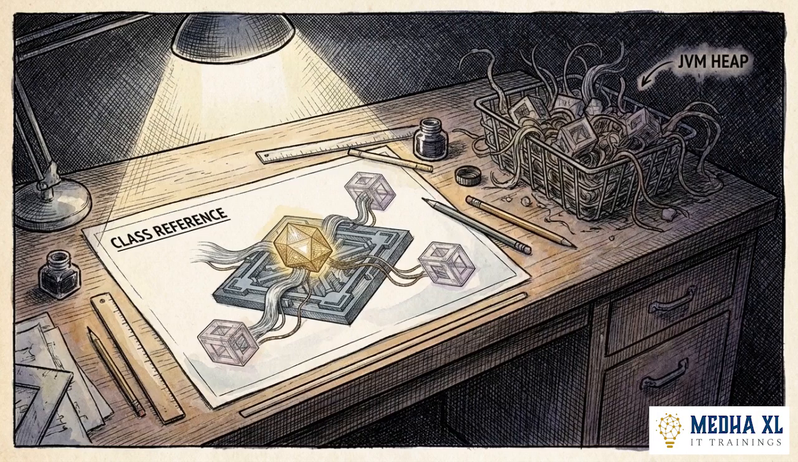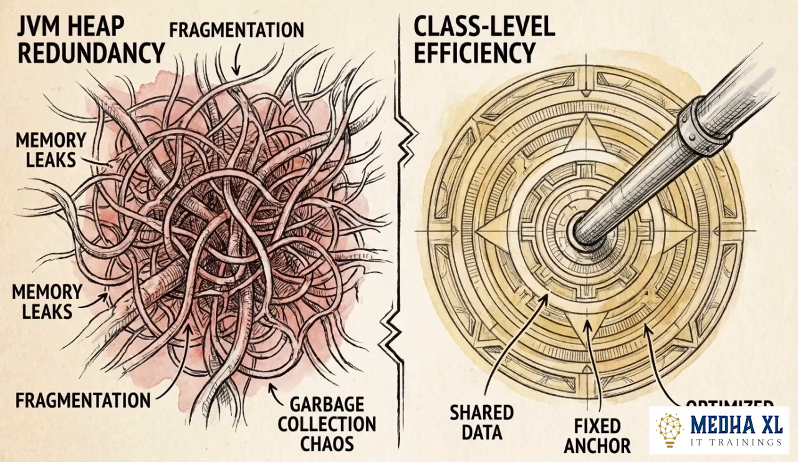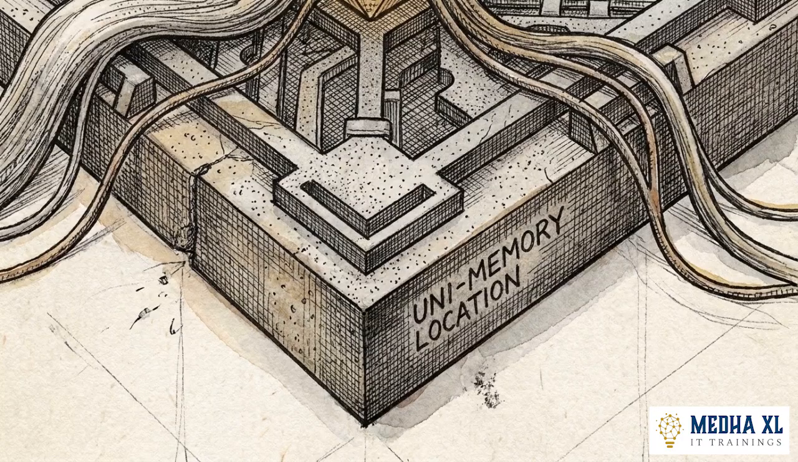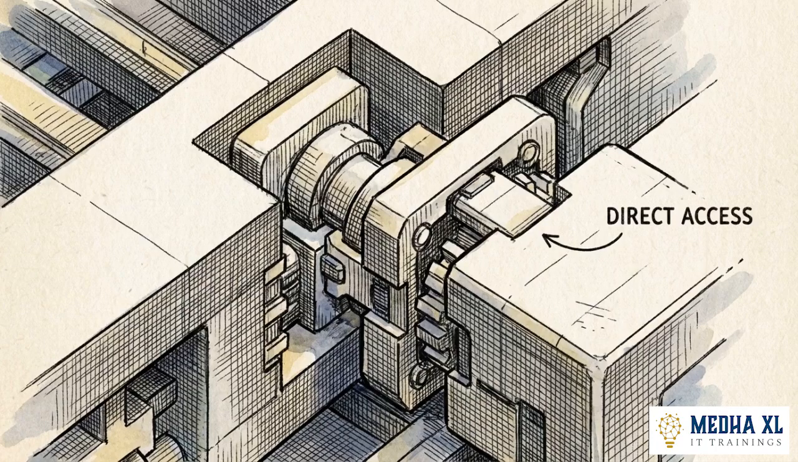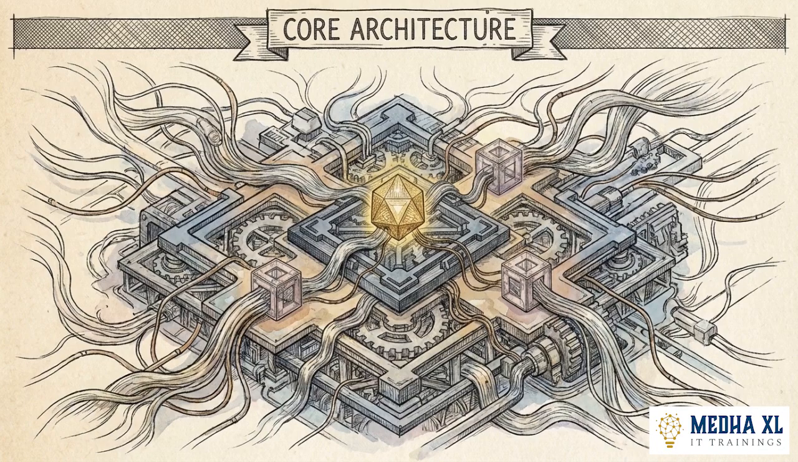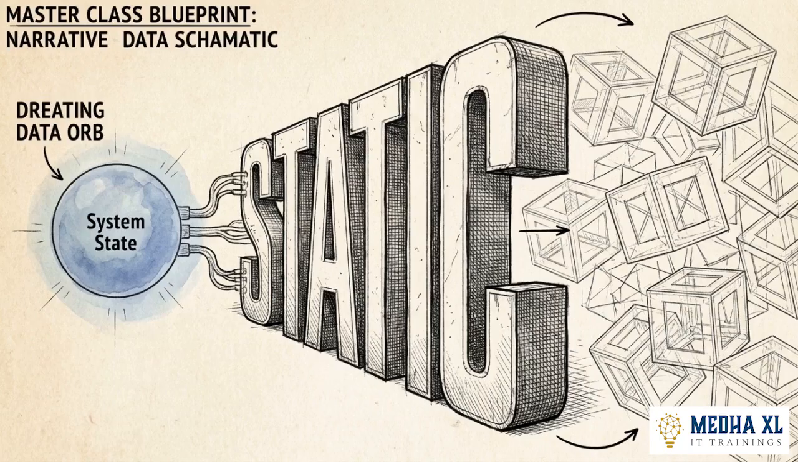The requirement for direct class reference access is the logical, necessary byproduct of allocating shared state completely outside the JVM heap. We have traced the memory journey from the highly redundant default of the JVM heap to the targeted efficiency of class-level allocation. The uni-memory location, the single instance constraint, and the direct class reference are not isolated facts. They form a tightly unified system for memory management. The static keyword decouples system state from object lifecycles.